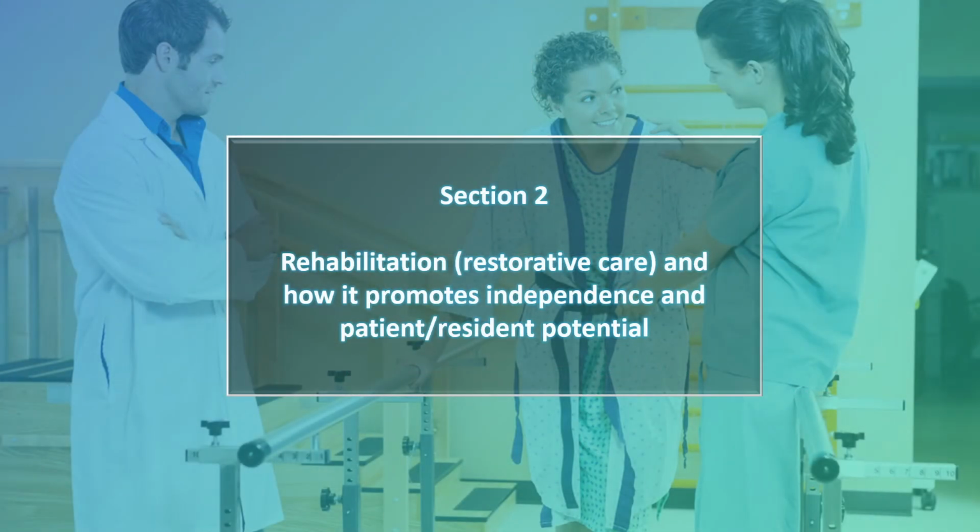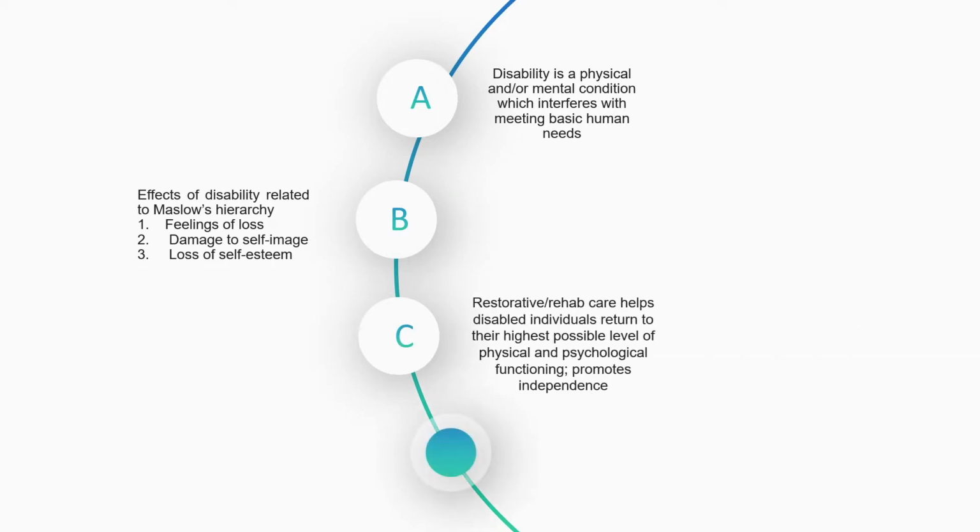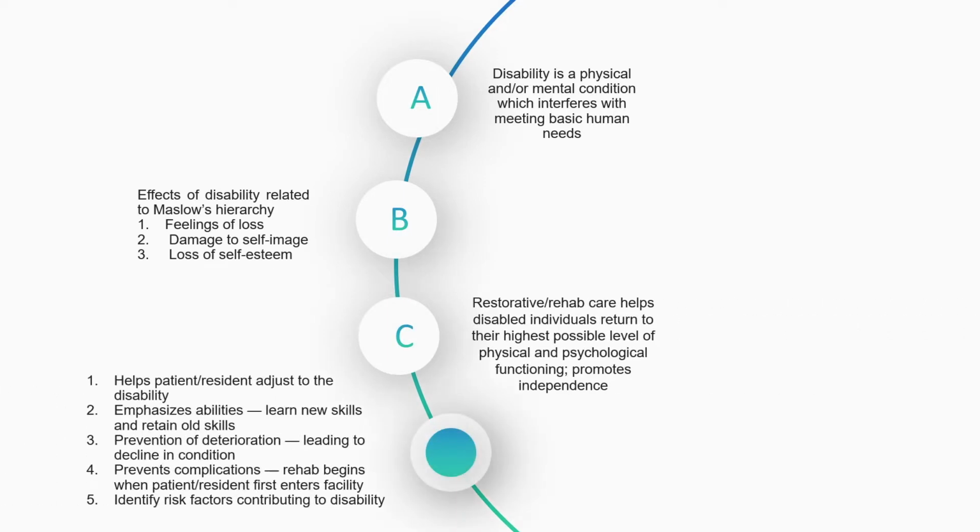Section 2. Rehabilitation, restorative care, and how it promotes independence and patient or resident potential. Disability is a physical and/or mental condition which interferes with meeting basic human needs. Effects of disability related to Maslow's hierarchy: feelings of loss, damage to self-image, loss of self-esteem.